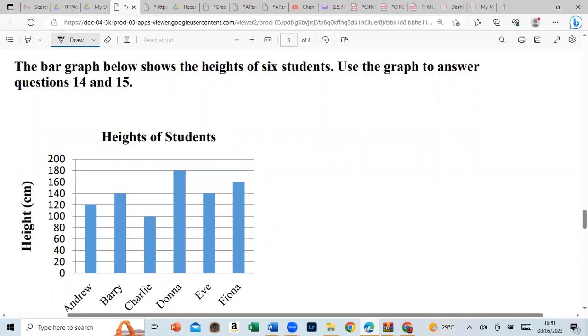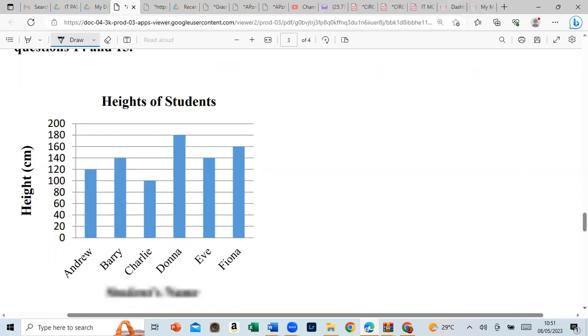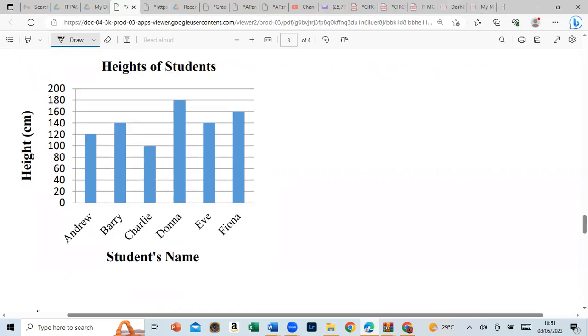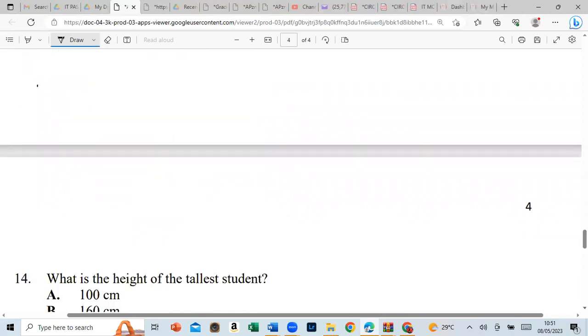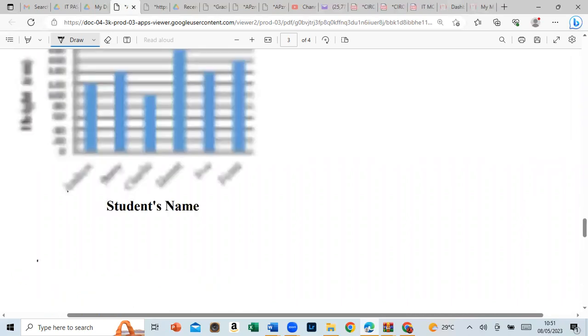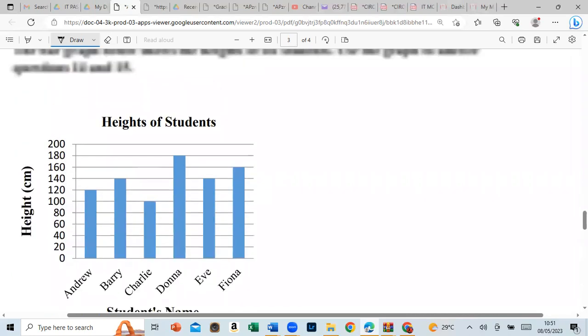Alright. So it shows the students' names and they gave the height over there in centimeters. And let's see what the question asks us, because I haven't gone to that part yet. What is the height of the tallest student? So it asks us for the height of the tallest student.